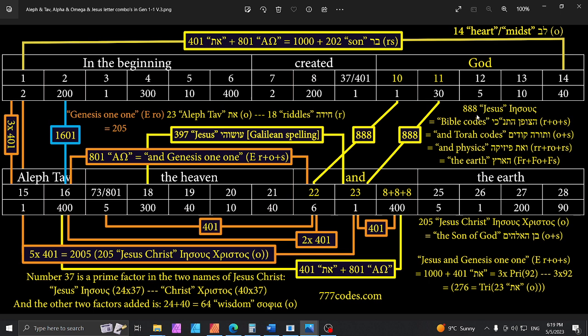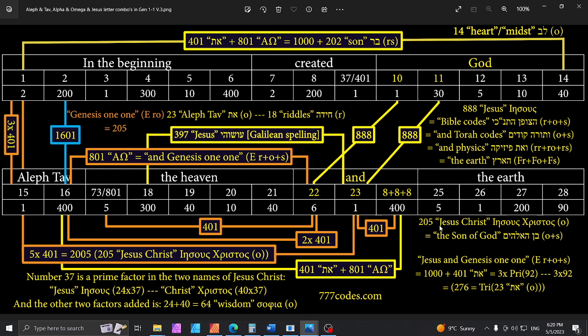Now look at the spelling of Jesus, that equals 888. We see it also equals Bible codes and Torah codes and physics because of pi, and it is the earth in full reduced, full ordinal, and full standard. The RR is reversed reduced, reverse ordinal, and reverse standard. This is reverse. Now this is reduced, ordinal, and standard. Okay?